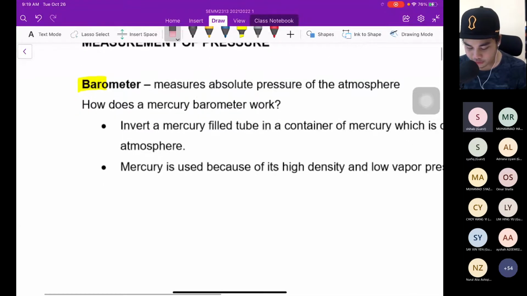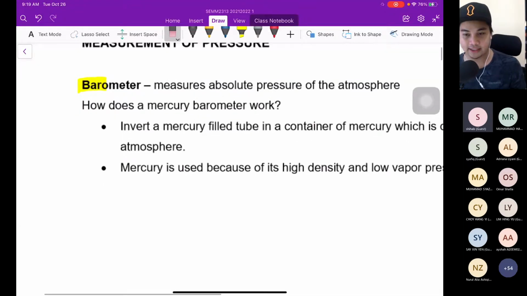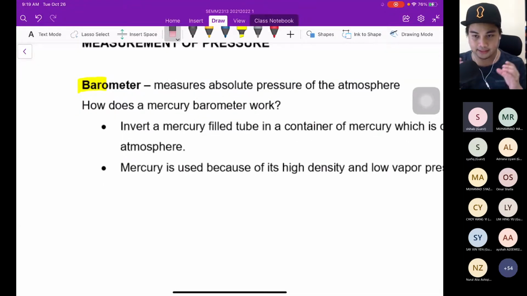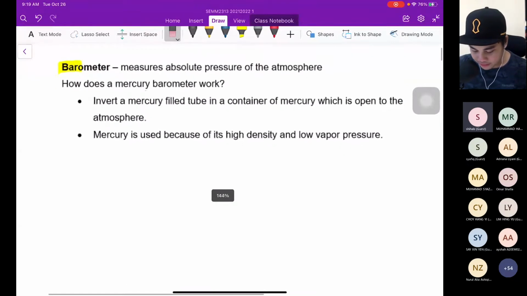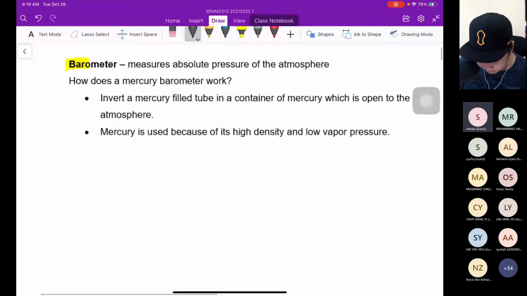So how does a mercury barometer work? In this case, the barometer uses mercury. The first step to do the measurement is very simple. You need a beaker and then you need a tube. The beaker is filled with mercury. Let me draw it for you nicely.